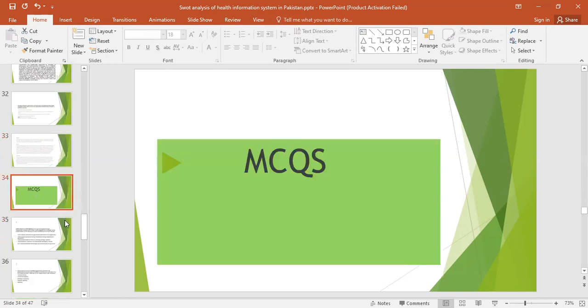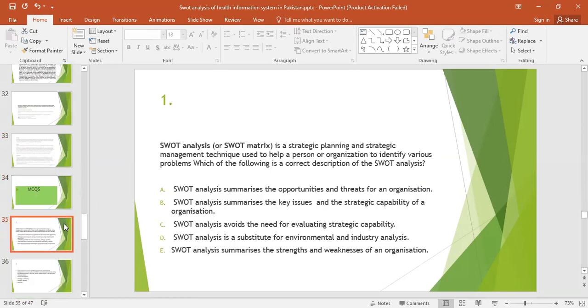Now it's time for the MCQs. SWOT analysis or SWOT matrix is a strategic planning and strategic management technique used to help a person or organization to identify various problems. Which of the following is the correct description of SWOT analysis? SWOT analysis summarizes the opportunities and threats for an organization. SWOT analysis summarizes the key issues and the strategic capability of organization. SWOT analysis avoids the need for evaluating strategic capability. SWOT analysis is the substitute for environmental and industry analysis. SWOT analysis summarizes the strengths and weaknesses of an organization.